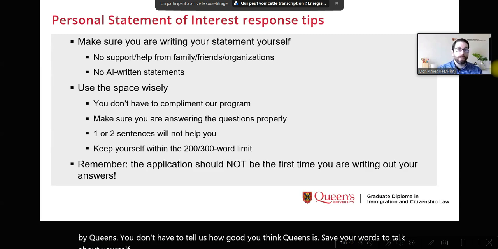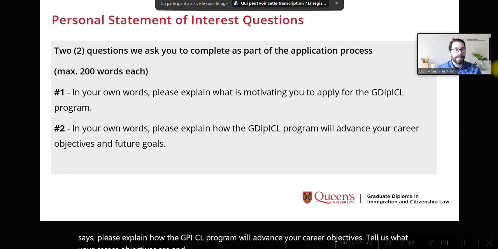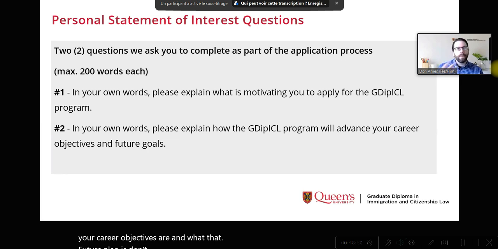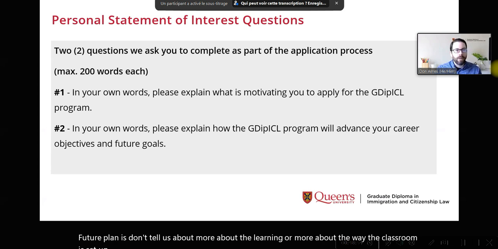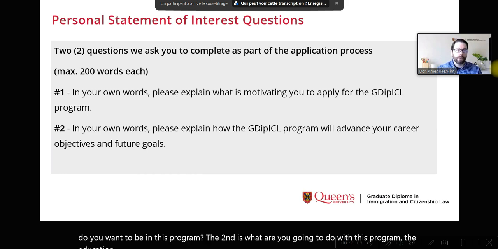Answer the questions properly as well. When the second question says, please explain how the GDIP ICL program will advance your career objectives, tell us what your career objectives are and what that future plan is. Don't tell us more about the learning or the way the classroom is set up. That's not what that question is asking you. The first question is your motivation. Why do you want to be in this program? The second is, what are you going to do with this education once you graduate from the program?